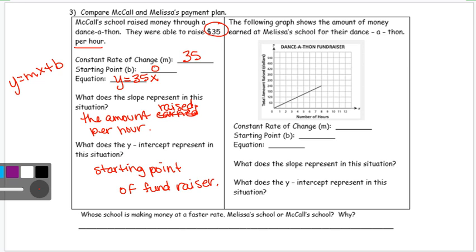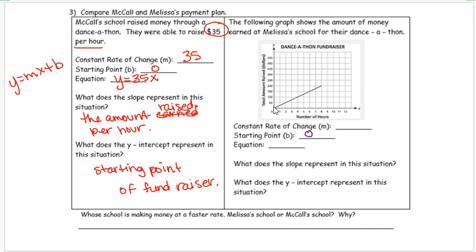Let's do the same thing for Melissa now. The graph shows the amount of money earned at Melissa's school for the dance-a-thon. So the constant rate of change and the starting point. Well, we're using a graph, so we have to think back to finding slope on a graph. So first let's identify, where does this graph start? It looks like it pretty much starts at 0, 0. So I know b is also going to be 0 for this graph.